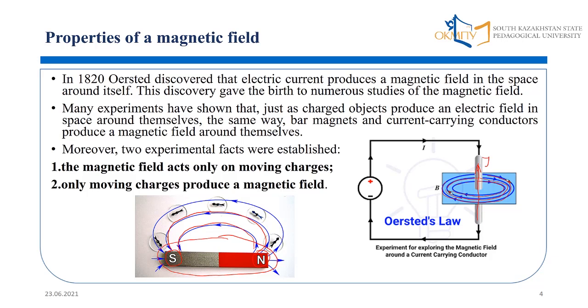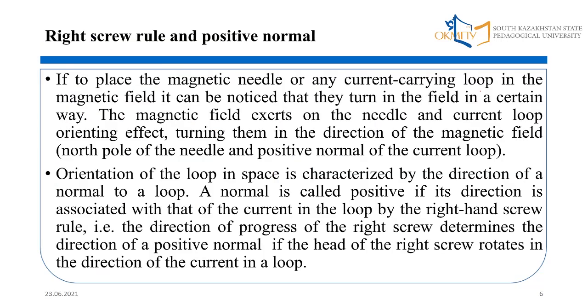So two experimental facts were established about the magnetic field. First, the magnetic field acts only on moving charges. Second, only moving charges produce a magnetic field. If we place a magnetic needle or any current-carrying loop in the magnetic field, it can be noticed that they turn in the field in a certain way. The magnetic field exerts an orienting effect on the needle and the current-carrying loop, turning them in the direction of the magnetic field.